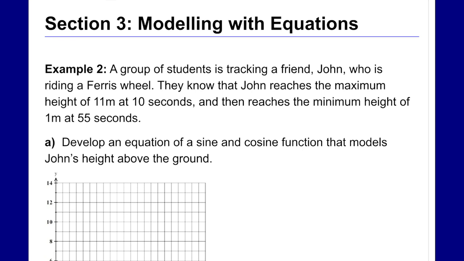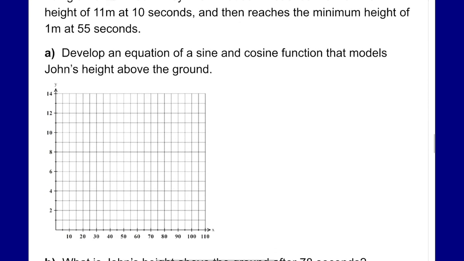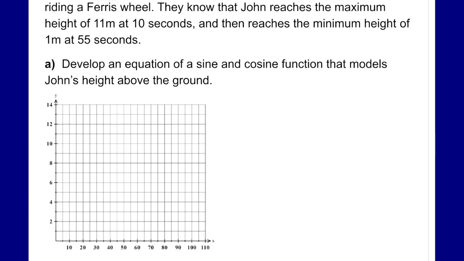They know that John reaches the maximum height of 11 meters at 10 seconds, and then reaches the minimum height of 1 meter at 55 seconds. We want to develop an equation of a sine and cosine function that models John's height above the ground. Looking at a graph will help. If we can graph this, then it might be easier to visualize our equation.